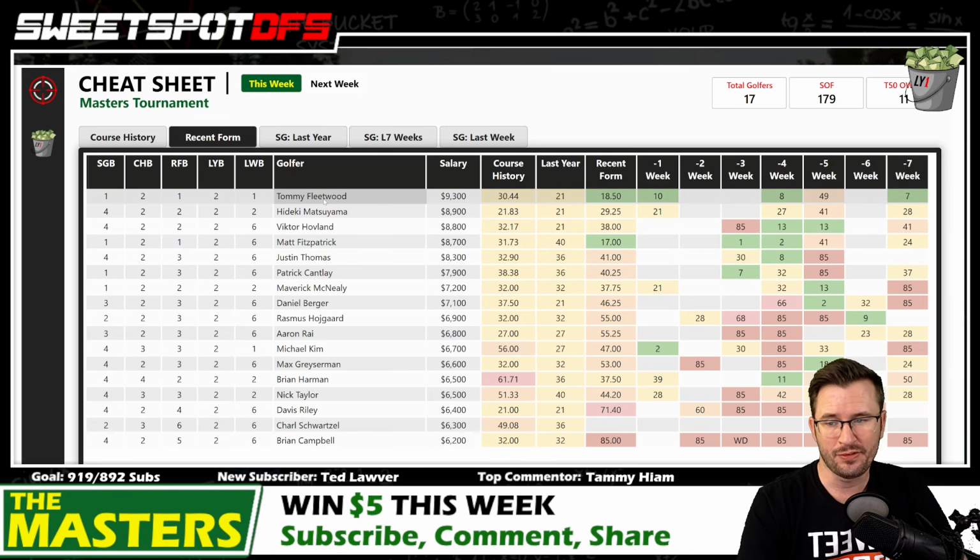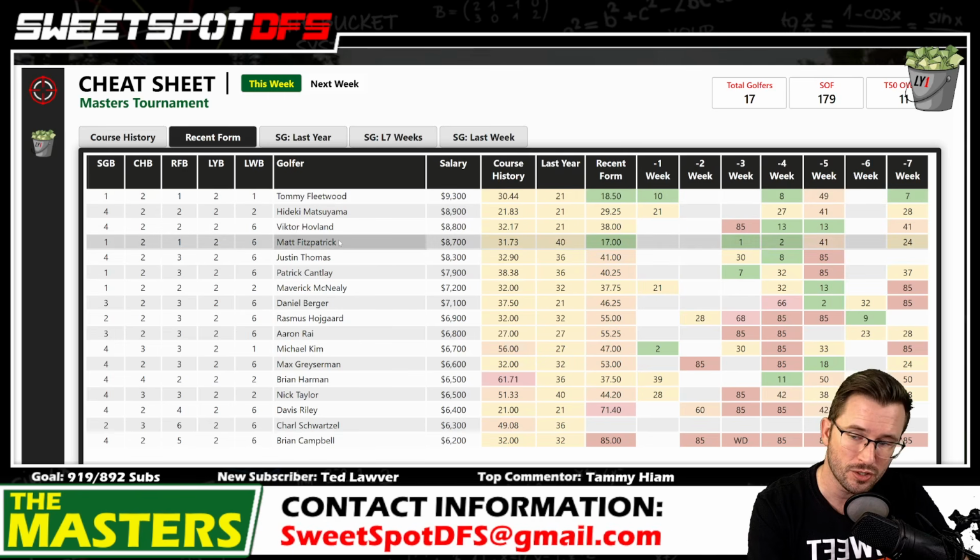And Tommy Fleetwood represents this bucket, and he's one of my favorite choices this week. But then we also have Matt Fitzpatrick. Those 2 golfers alone probably garner quite a bit of ownership. They're going to be popular, but also for good reason, right?